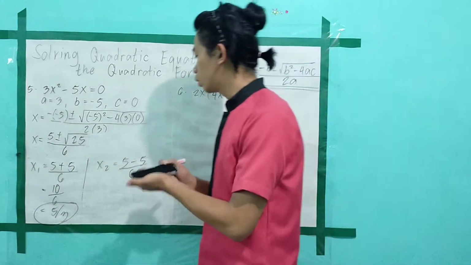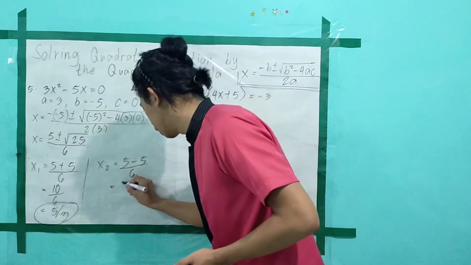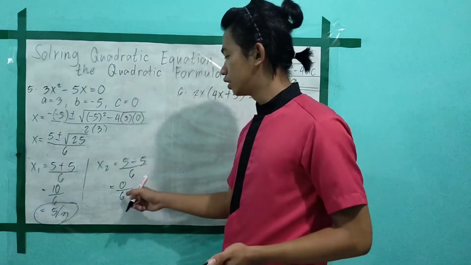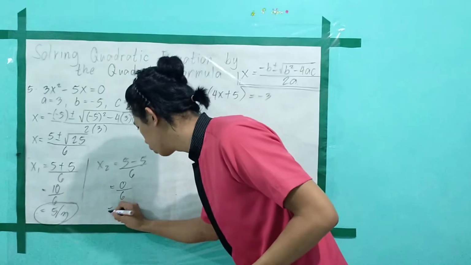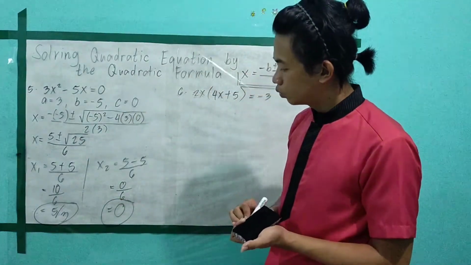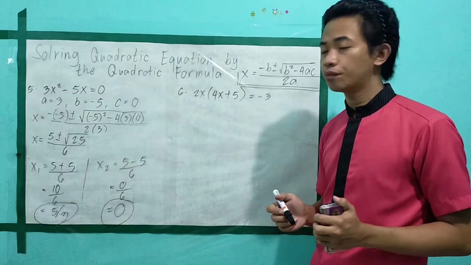Next, sa ating x sub 2. 5 minus 5, we have 0 over 6. 0 over 6 is equal now to 0. Okay, so ang ating x sub 2 is equal to 0. Okay, next, problem number 6.